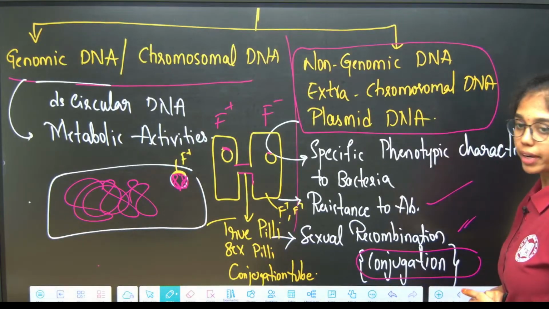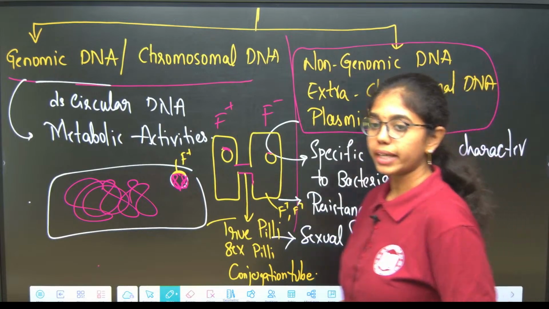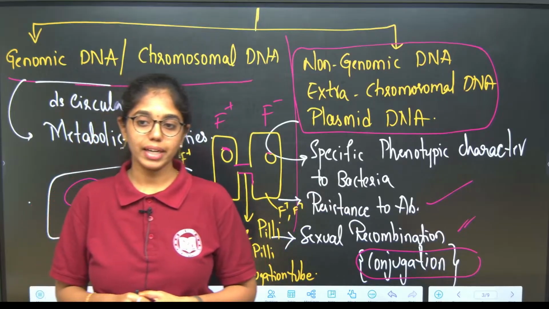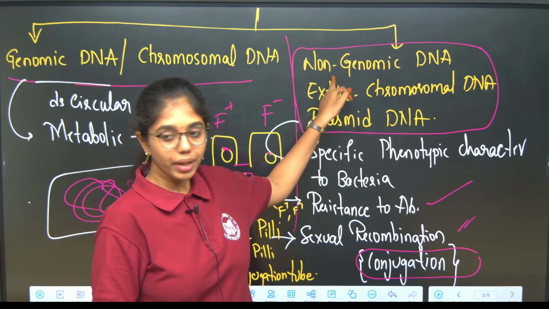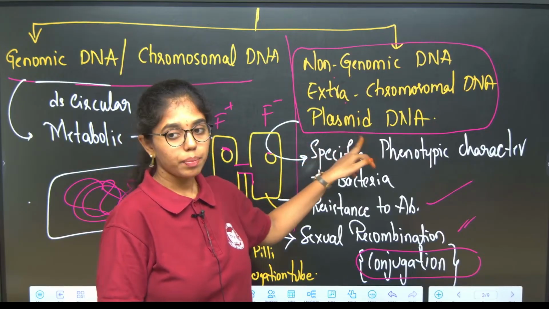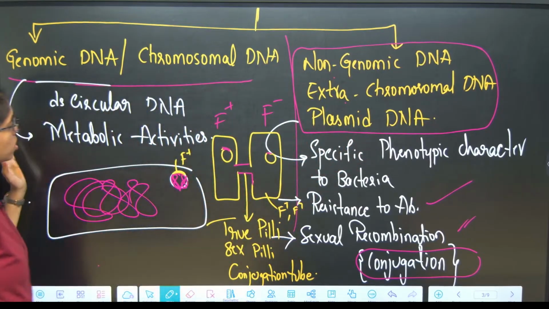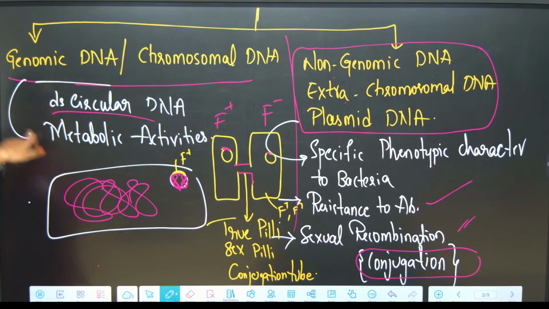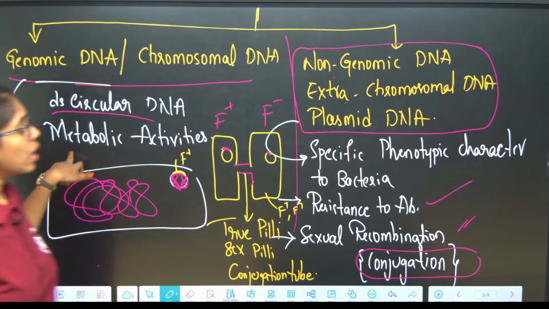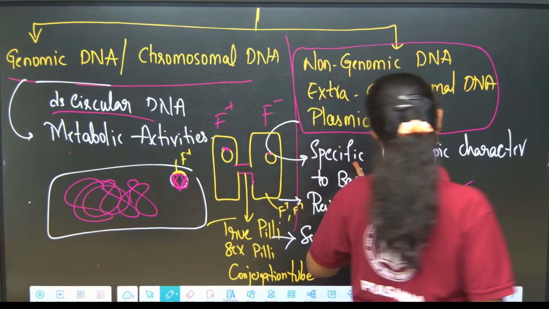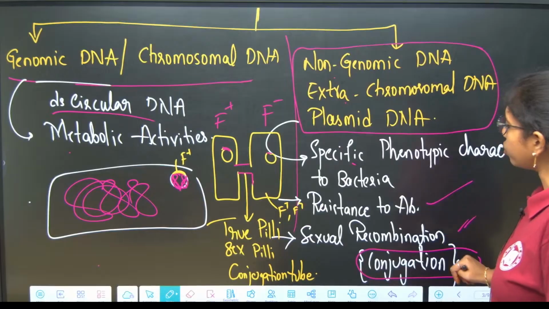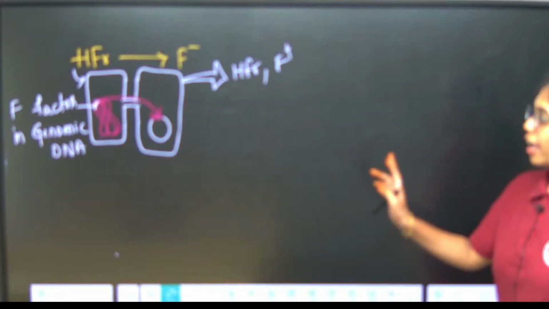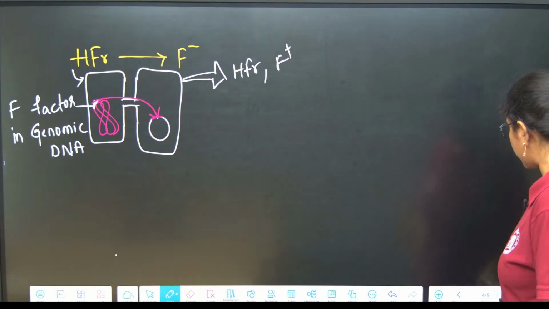Plasmid DNA. Fine. So, genetic material of bacteria has two modes of genetic material. One is genomic or chromosomal DNA, and the second is non-genomic extra chromosomal DNA, the plasmid DNA. Both of them are double stranded circular DNA only. Genomic DNA will conduct the metabolic activities, whereas plasmid DNA will look into the specific phenotypic character, resistance to antibiotics and sexual recombination, that is conjugation, in between F plus strain to F minus strain and HFR to F minus strain.